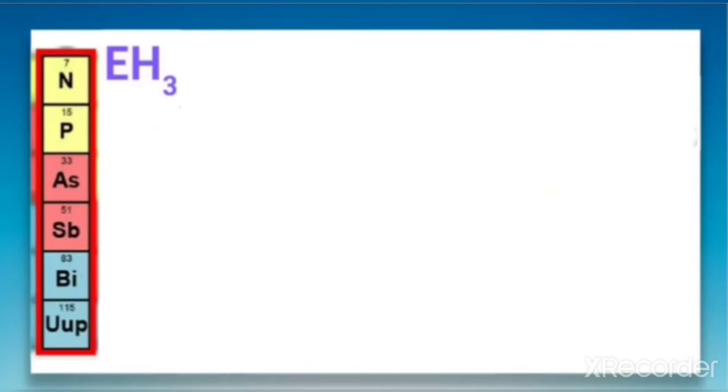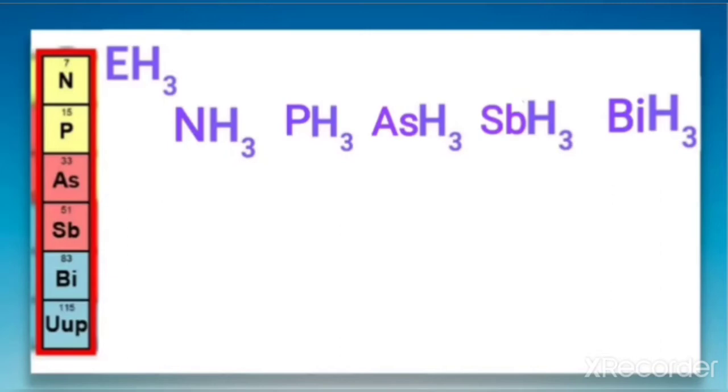So when we make the structure, we can make the compound for these elements in this way. If E is nitrogen, then it is NH3. If E is phosphorus, it is PH3. If E is arsenic, it is AsH3. Like this, SbH3, BiH3. So these are the hydrides of group 15 elements.